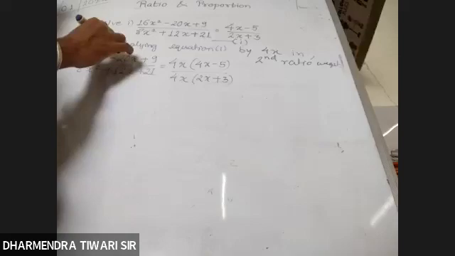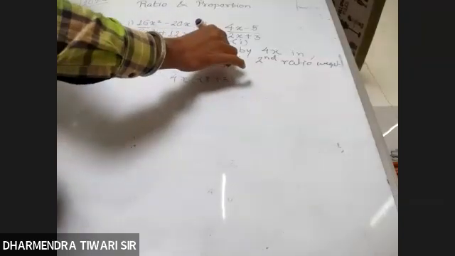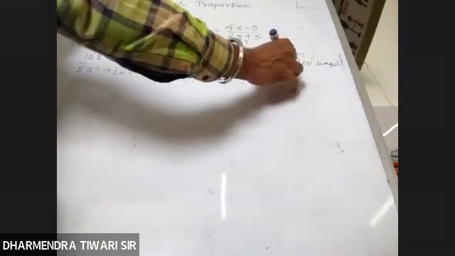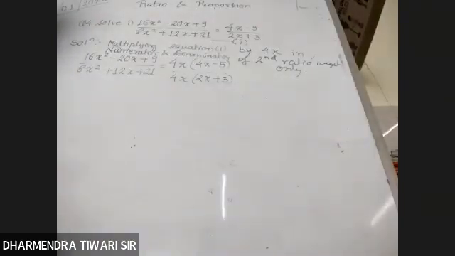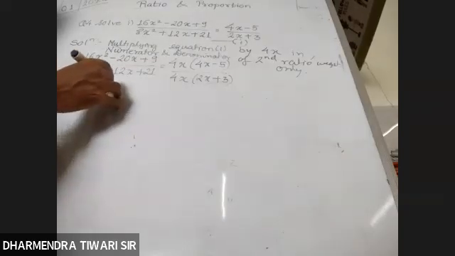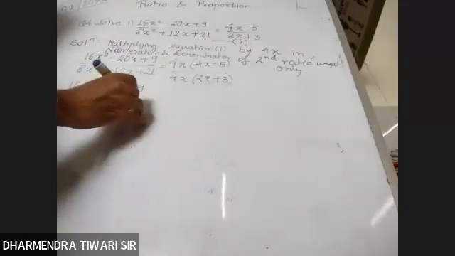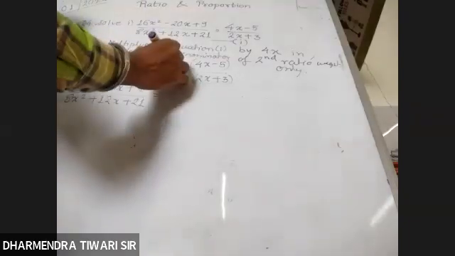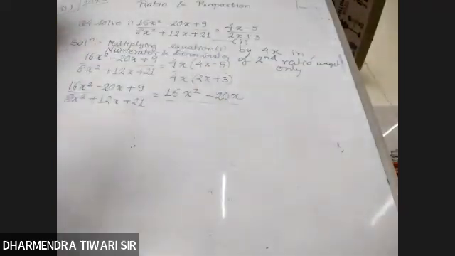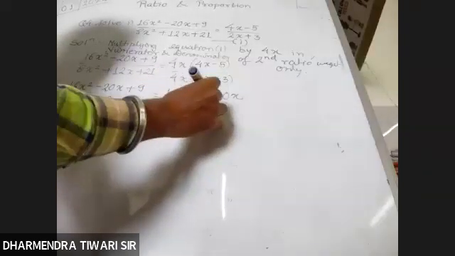So in numerator and denominator we should write it, of the second ratio only, like this. Multiply equation 1 by 4x in numerator and denominator of the second ratio only, we get 16x square minus 20x plus 9 divided by 8x square plus 12x plus 21 is equal to, and 4 4s are 16, 16x into x is x square, 4 5s are 20, and along with that we have x divided by 4 2s are 8, x into x is x square, plus 4 3s are 12x.